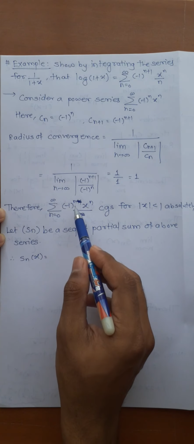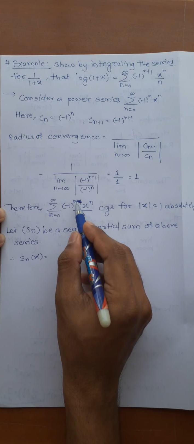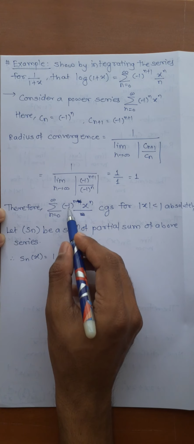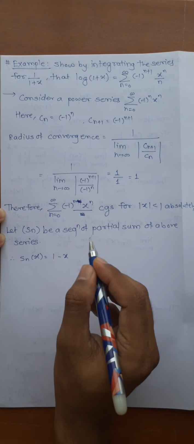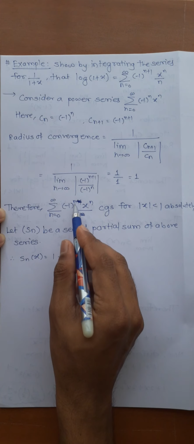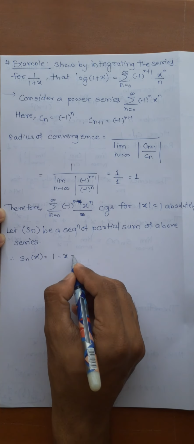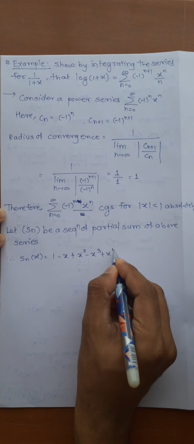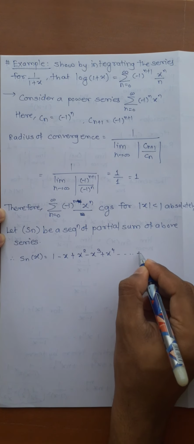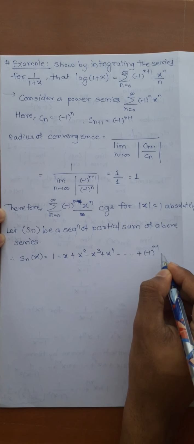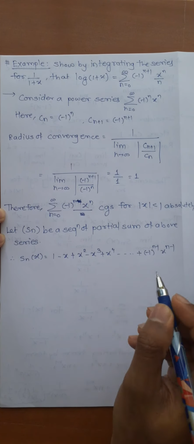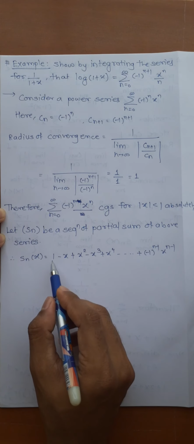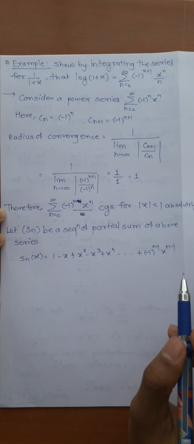First of all I put n equal to 0: (-1)^0 is 1, x^0 is 1. After that I put n equal to 1: -1 times x^1, so minus x. After that n equal to 2: (-1)^2 is 1 and x^2. Next is obviously minus x^3 plus x^4 and so on. We will go up to (-1)^(n-1) x^(n-1). Since we are adding the first n terms starting with 0, we go up to n-1.